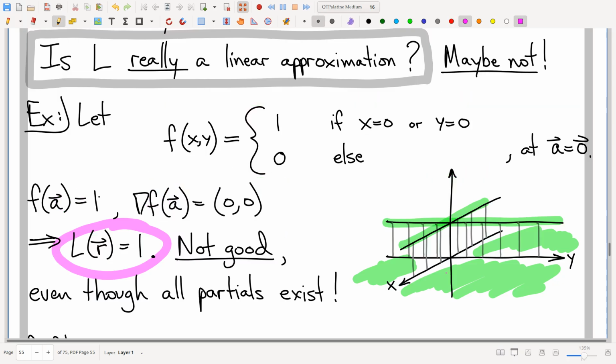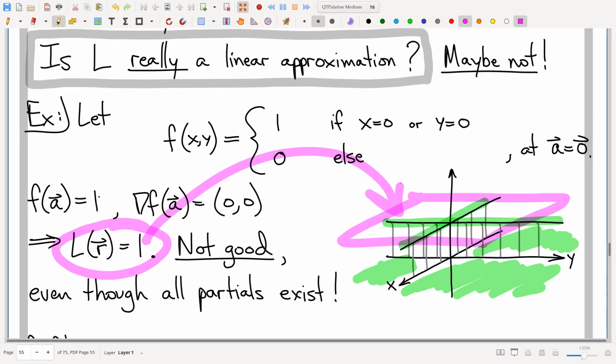And yet, that linear approximation, air quotes, what we have previously called a linear approximation, is a poor approximation of this function. And look how far off it is. It's way off. Right? The function's 0 almost everywhere. A small handful of points where it isn't, and we're approximating 0 with 1. Terrible.